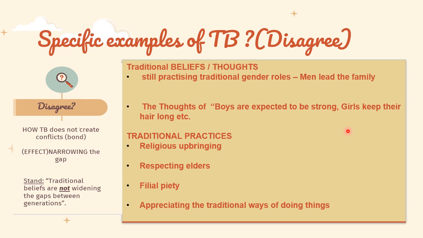So how can that create a bond between the young and the old? Meaning they obey, they follow what has been practiced. It could actually make them become closer. There's no conflict. That could be the flow later on. And then another example: the thought that boys are expected to be strong and girls keep their hair long, right? How could this create a bond between the young and the old generation? The way you elaborate later on should relate to the connection between the keywords.